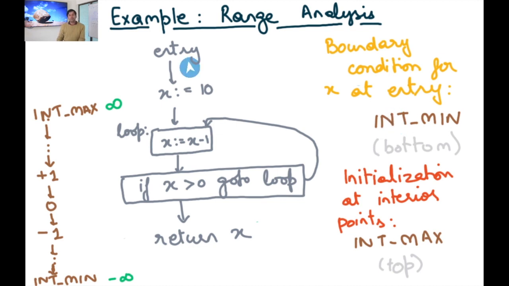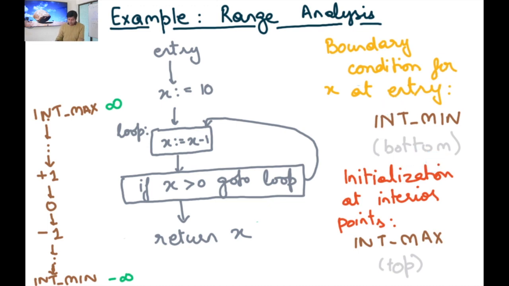So in that case, what is the safest lower bound you can think of, where you don't know anything about X? That would be just int min, because everything would be greater than or equal to int min in my domain of values that X can take, which we are also assuming is minus infinity, and this is also the bottom value of our semi-lattice. So the boundary condition for X at entry is just minus infinity, or bottom.